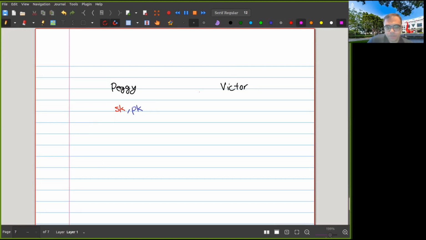Now, of course, one way you can prove this, and this was actually also in the homeworks, is that Victor can just choose some message M, and he can send this message M to Peggy. And if Peggy can send a signature on M using her secret key, and if this is a valid signature, then Victor would be convinced that Peggy has the secret key, right? But this is not zero knowledge.